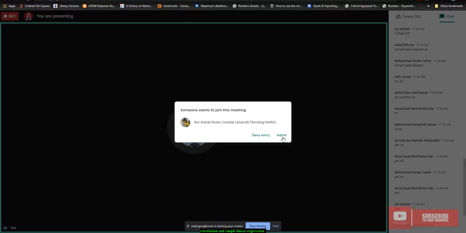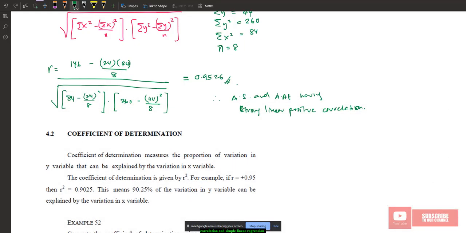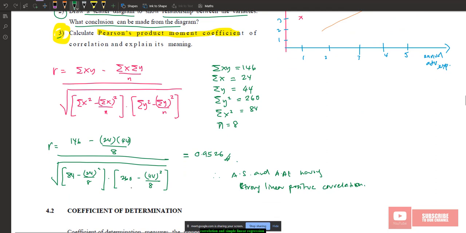Or you can say that there is a strong linear positive correlation between annual sales and annual advertising expenditure, right? So this is how we calculate the Pearson product moment coefficient, right?